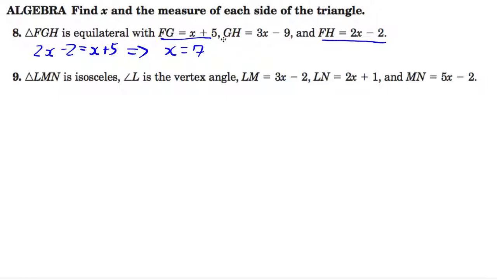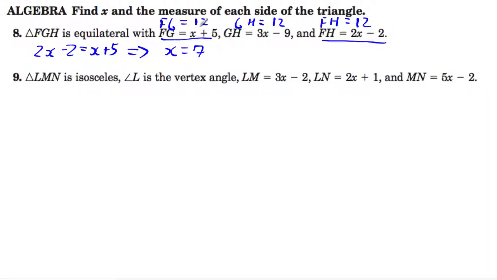So if x is equal to 7, that means that FG is equal to 12, GH is equal to 21 minus 9, which is 12, and FH is going to be 14 minus 2, which is 12. But of course we knew that because it's equilateral. All sides are the same.